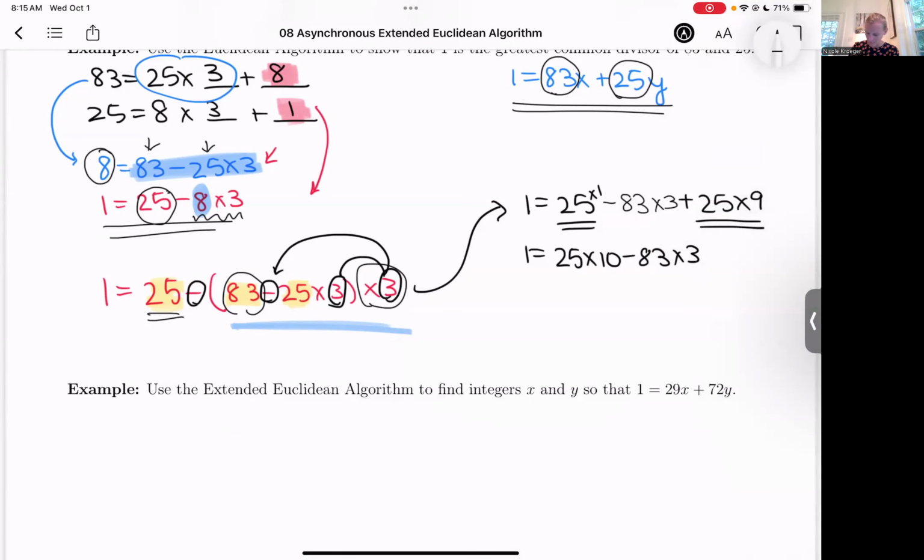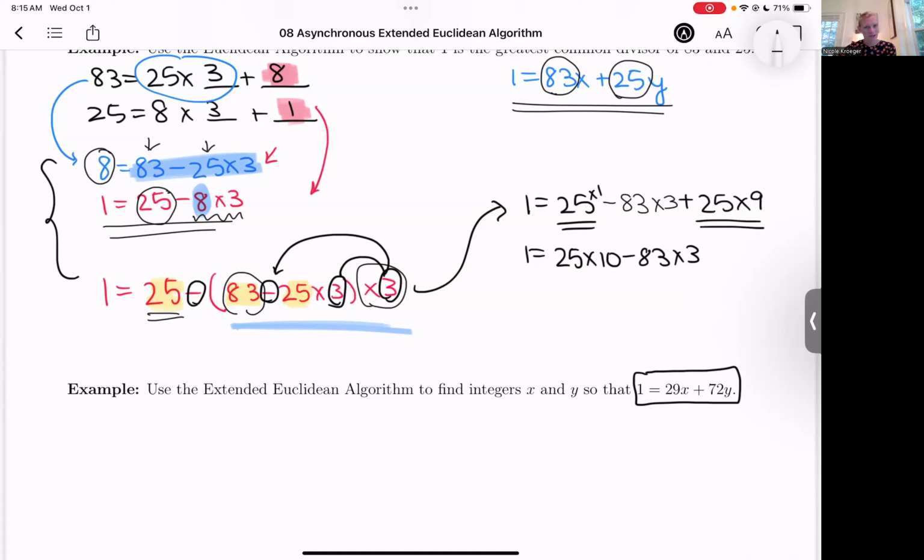So in this next example, we're trying to write 1 as a combination of 29x and 72y. Okay, and I want to use the extended Euclidean algorithm to do that. So what I did here, this is the extended Euclidean algorithm where I kind of work backwards as well.